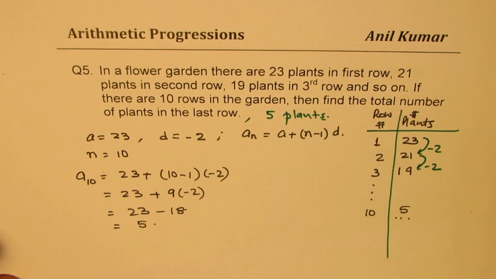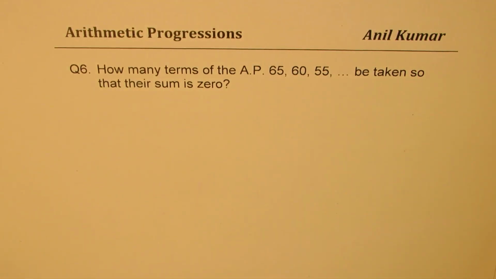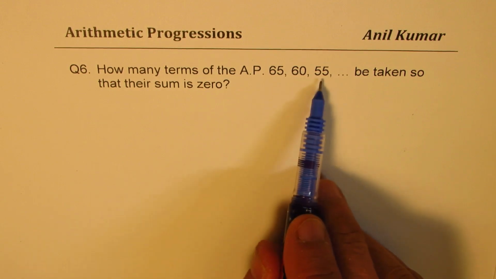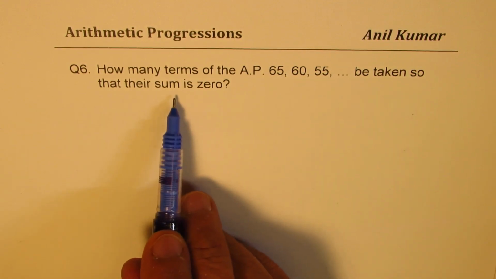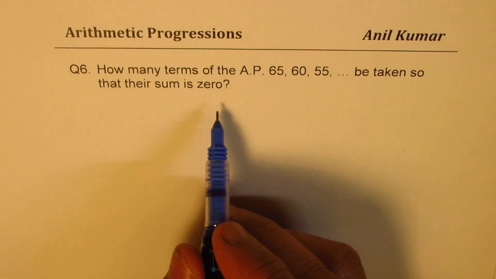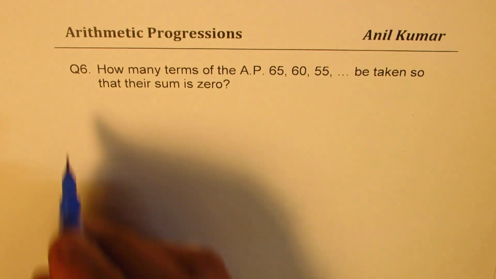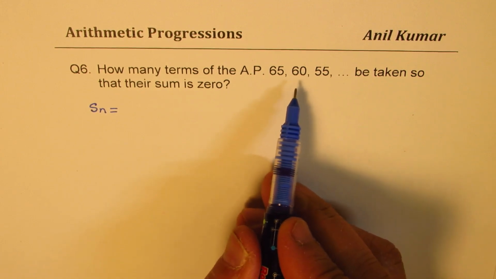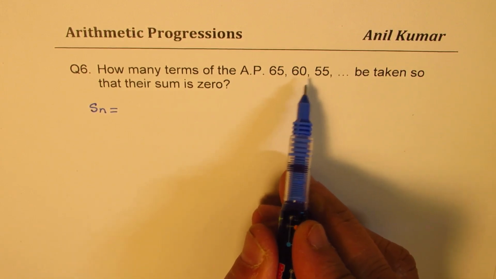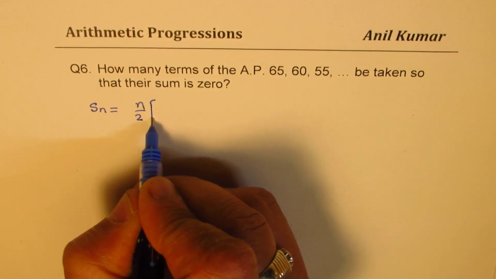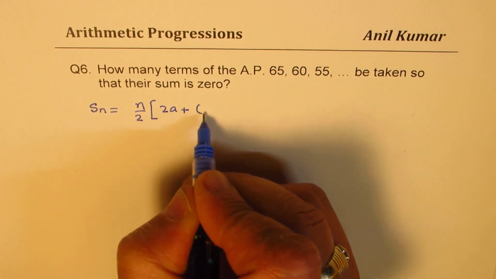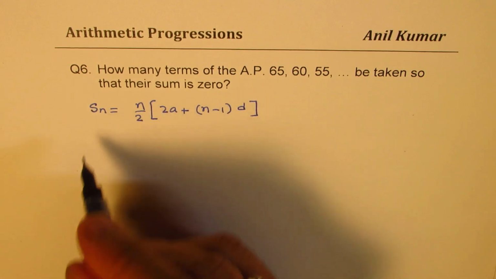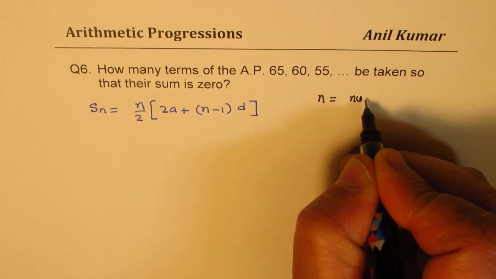Okay. Now let's get to question number 6, which is also the last question. How many terms of the arithmetic progression 65, 60, 55 be taken so that their sum is 0? So this is based on the sum of arithmetic progression, and the formula for sum is, see, we are given the first term, right? And we do not know how many terms. We have to find that. So we could use the formula n by 2 times (2a plus (n minus 1) times d), right? Where n is number of terms. So in this formula, very important to understand, n is number of terms.